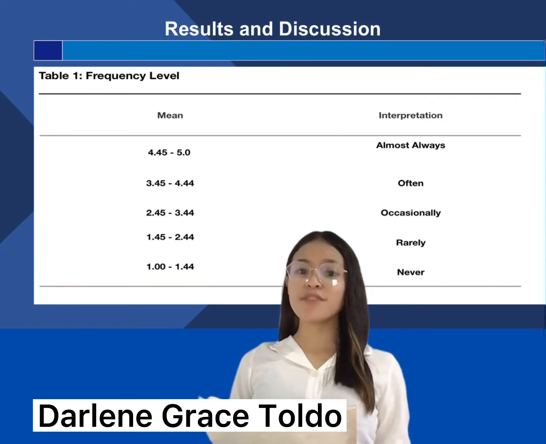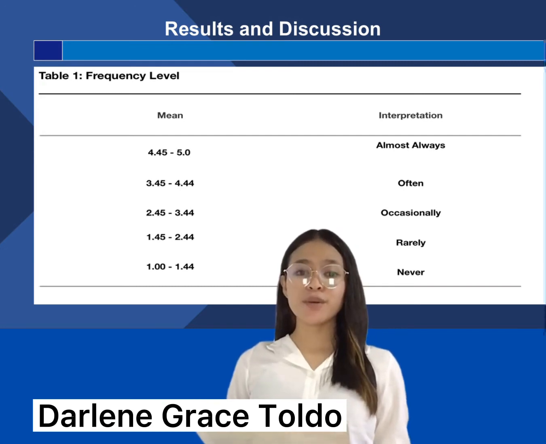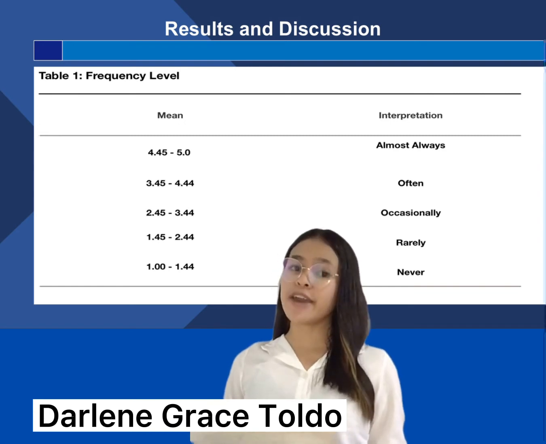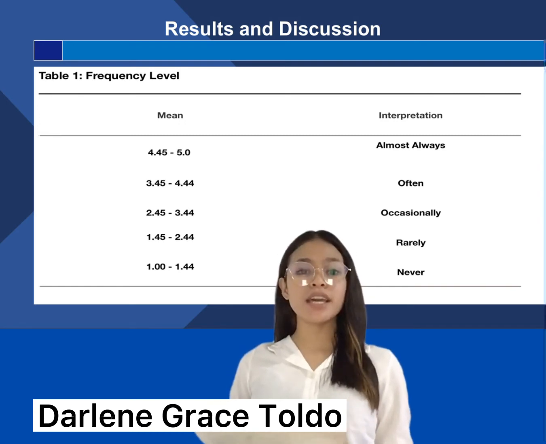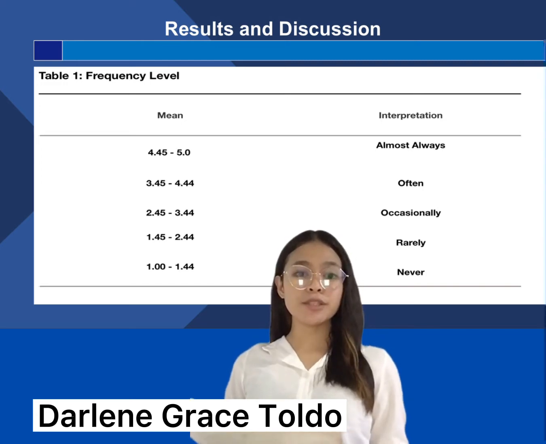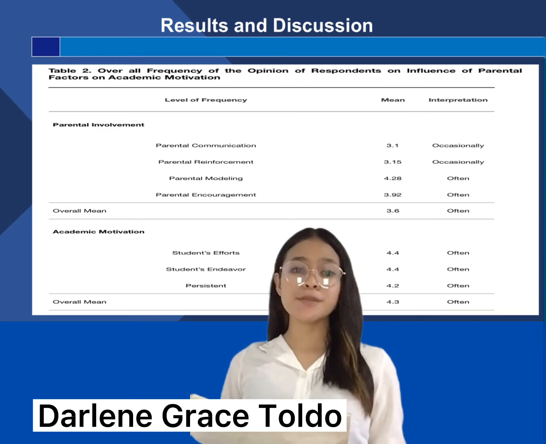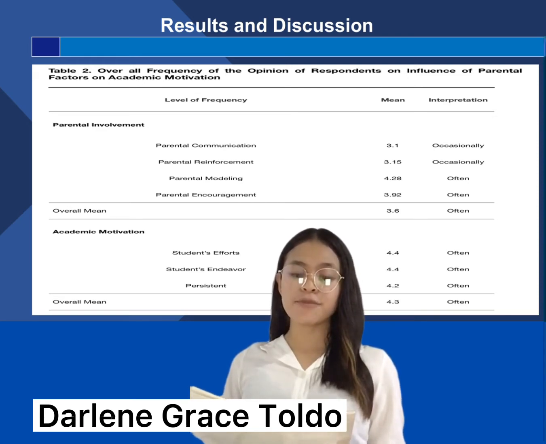This section of the research study tackles the results and discussion. Table 1, entitled the frequency level, serves as an interpretation table that uses a 5-scale Likert scale to elucidate the results smoothly and easily. Table 2 discusses the overall frequency of opinion of respondents on the influence of parental factors on academic motivation.